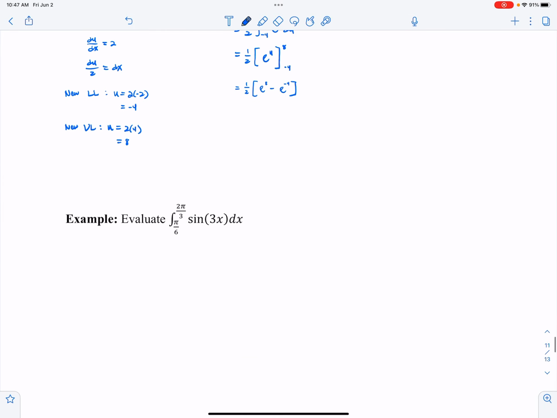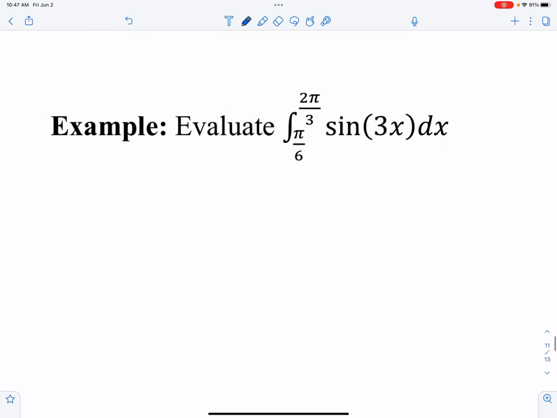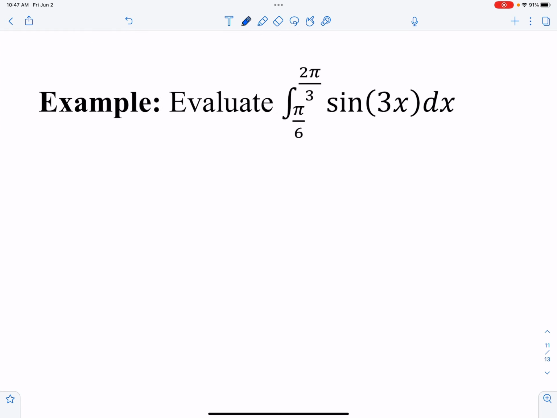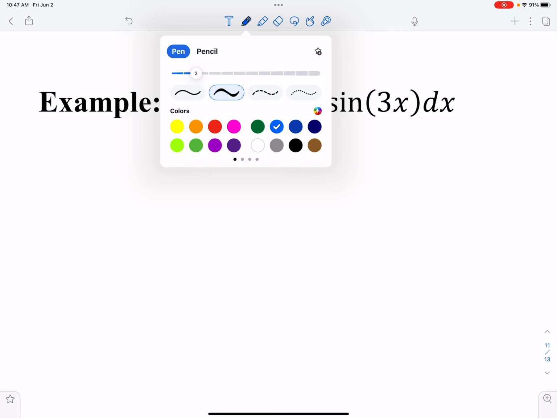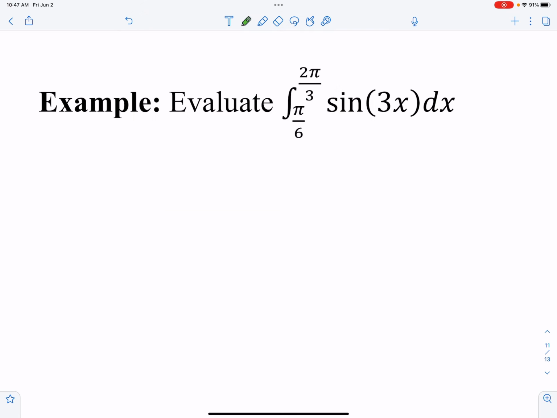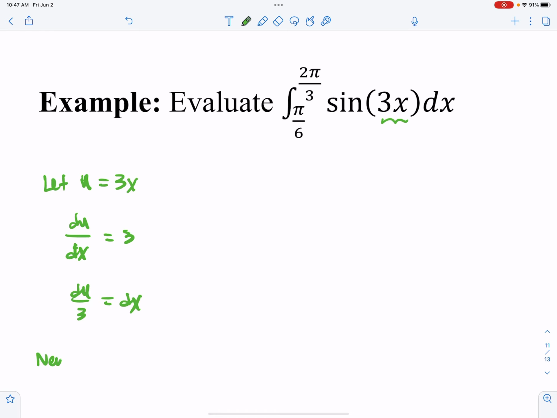Now you could pause this and try it on your own and then check your work. Again, we need a u sub. So let's let u equal 3x. So du over dx would be 3. So du over 3 is equal to dx, and we need our new limits of integration.